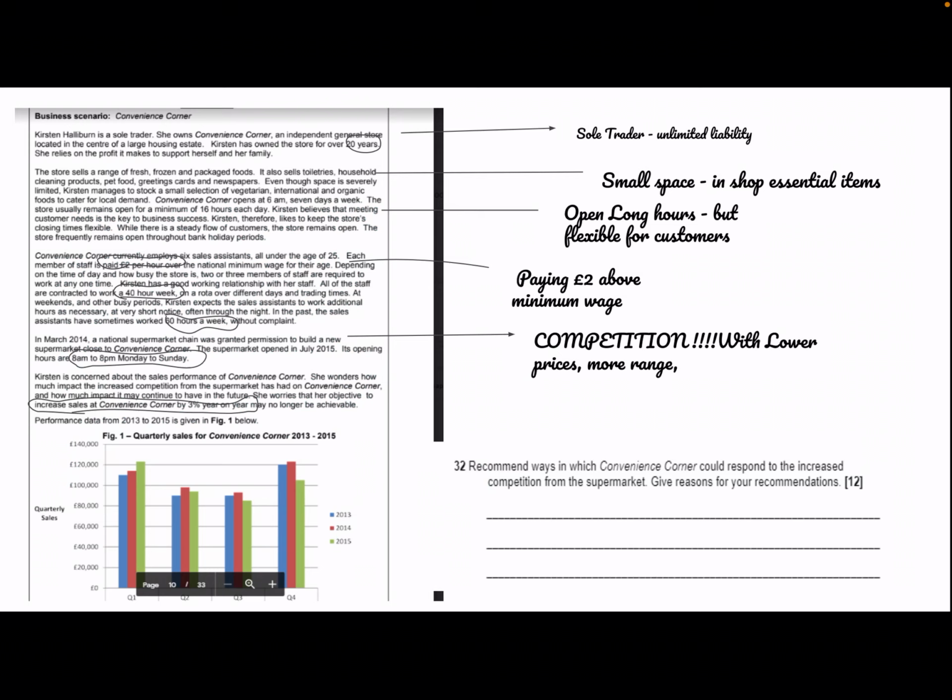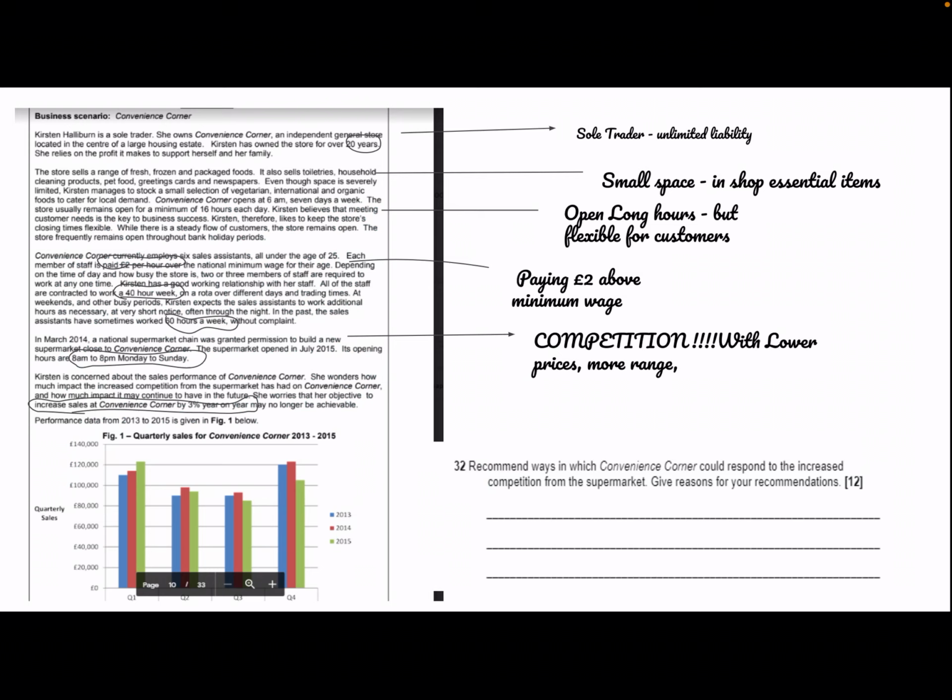In addition to that, I have then started to go through the case study and pick out, again, important information which I think may be relevant in understanding what is happening with this particular business. So the first thing that I have marked up is the fact that this is a sole trader. And there, your knowledge of sole traders should hopefully help you to put in your mind what this means for this particular business.